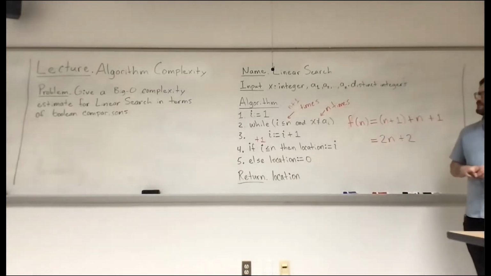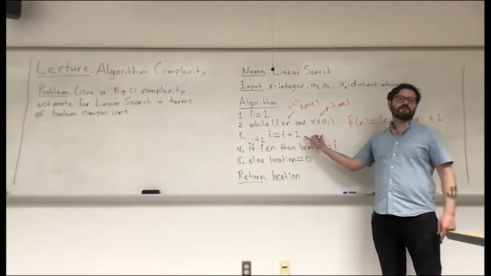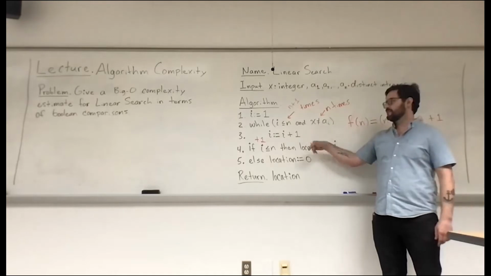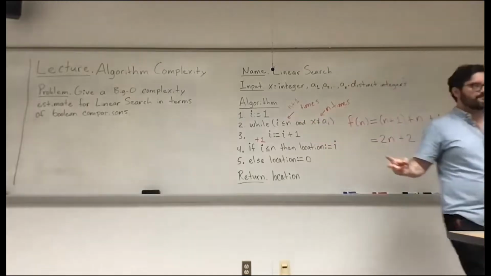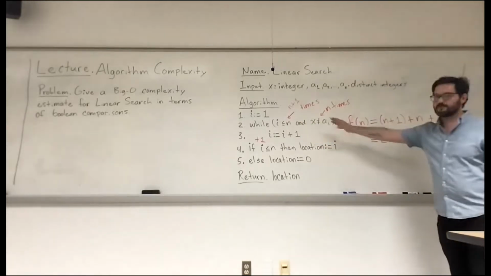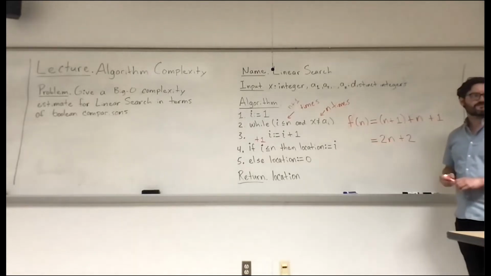If you had this while loop and then another exact same while loop, then it'd be that number of times squared. But for this, it's simple. There's only that one while loop. This is our complexity function. It's 2n plus 2.